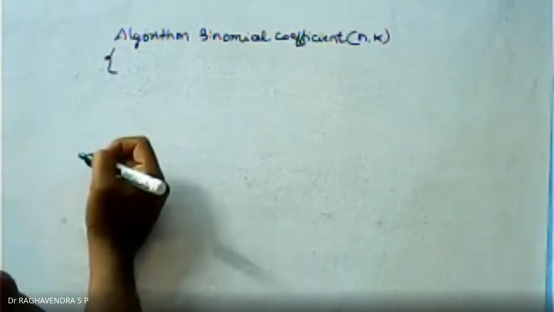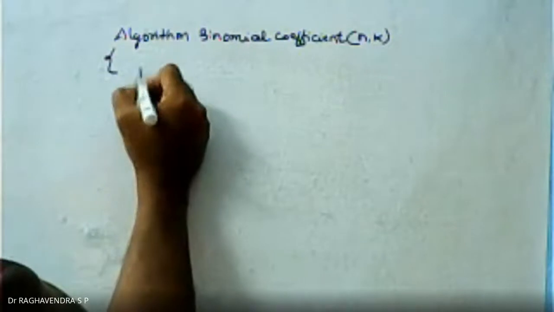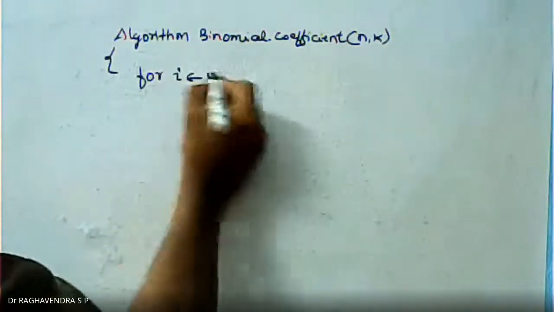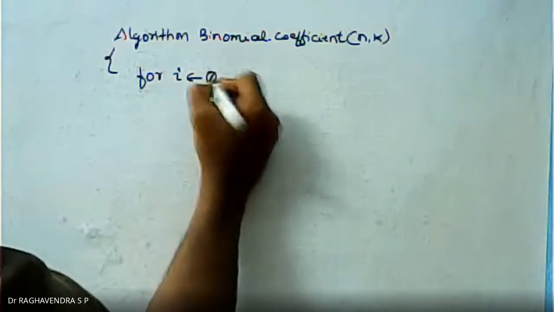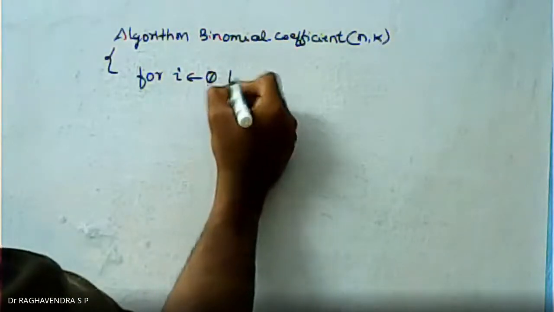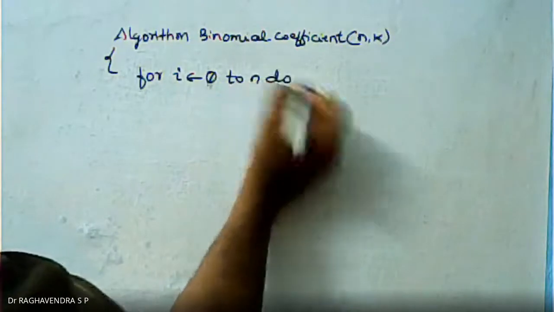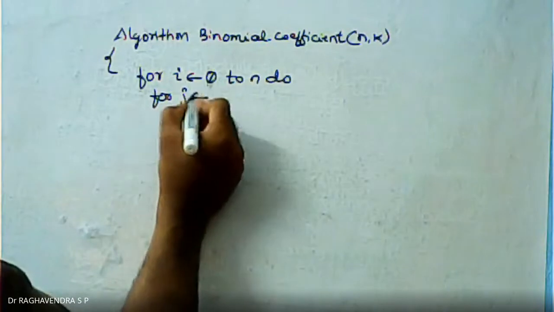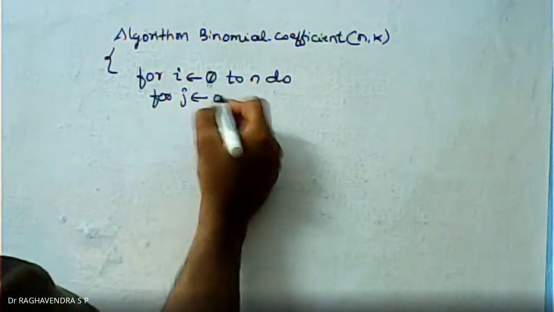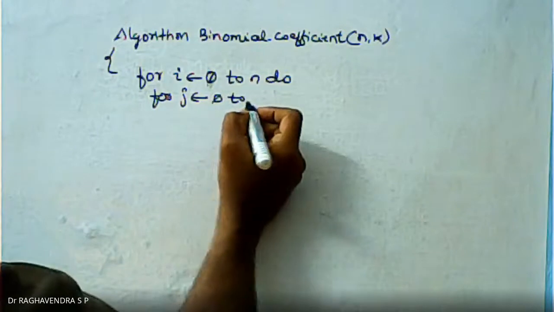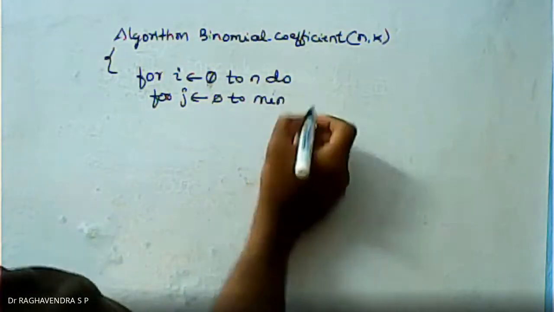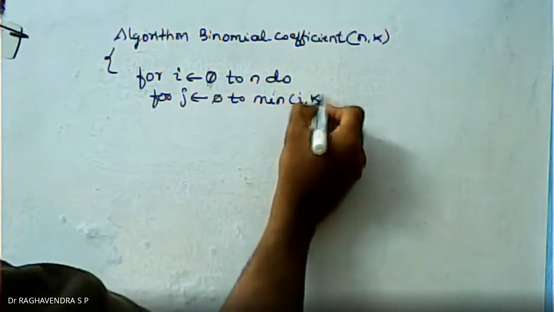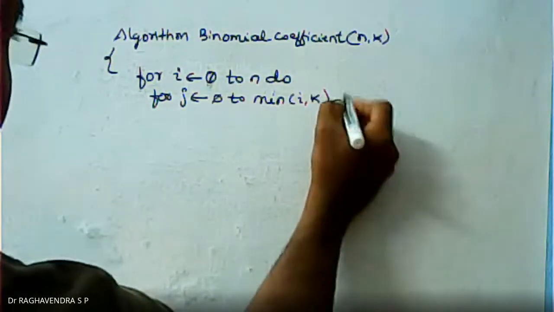So first we have to take a for loop. For i equals 0 to n do. Next, for j equals 0 to min of i comma k, min of i comma k, do.